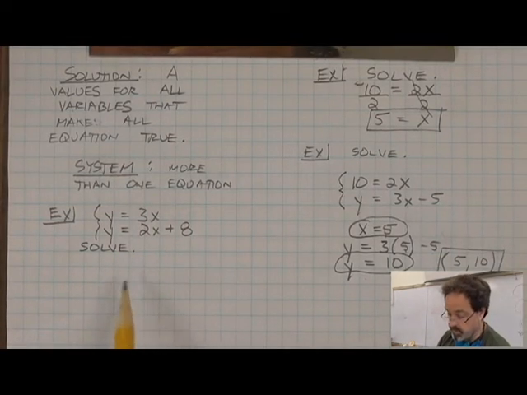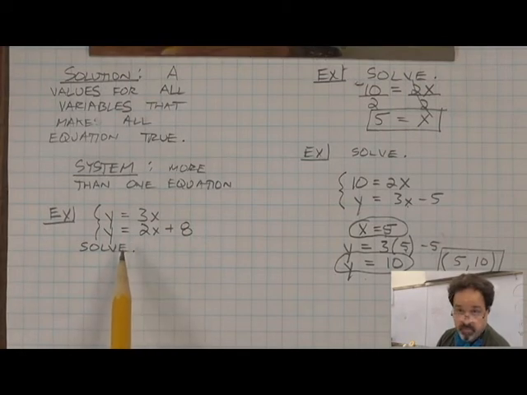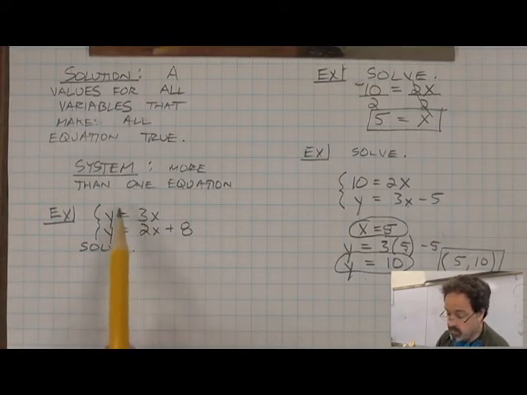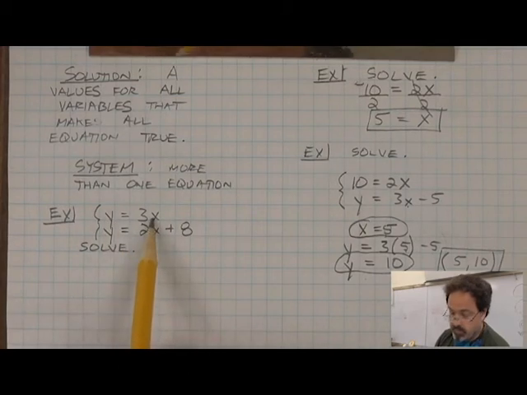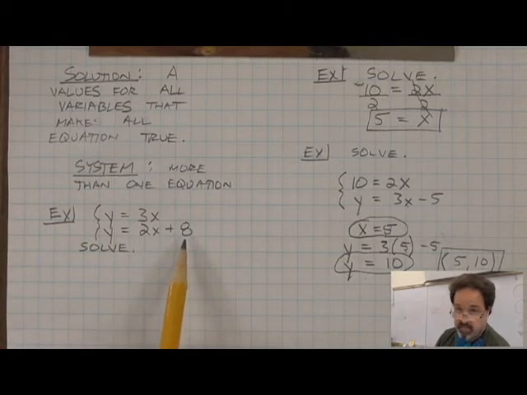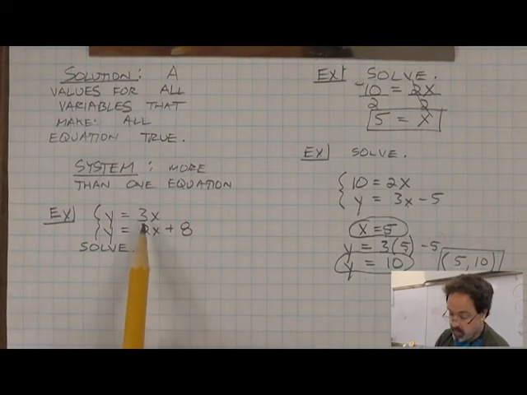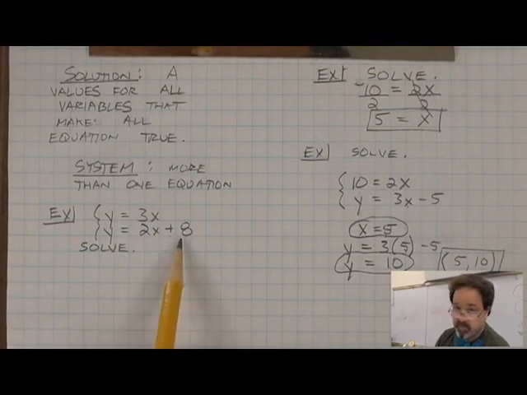Well, how am I going to find that? There are many techniques to solve systems. The technique that I'm going to use right here, because they're both solved for y, is to think like this. If y is equal to 3x and y is equal to 2x plus 8, then 3x and 2x plus 8 must be equal to each other.